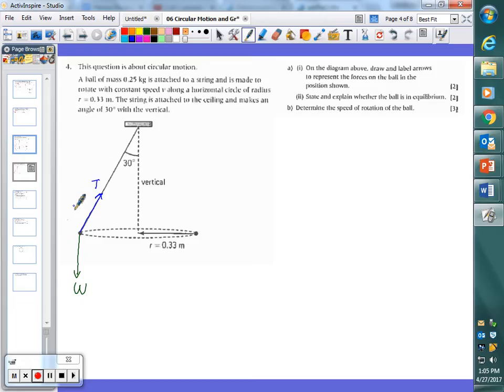Are we doing B? We are doing B, yes. All right. So determine the speed of the rotation of the ball. We said that the force that points towards the middle, the force that causes the change in direction, is called the centripetal force, right? And the amount of centripetal force is determined by the mass, the tangential speed, and the radius of rotation.